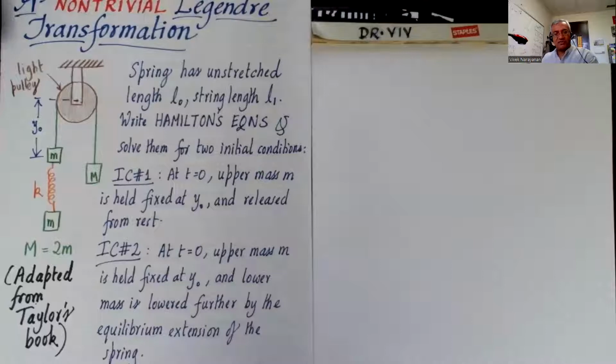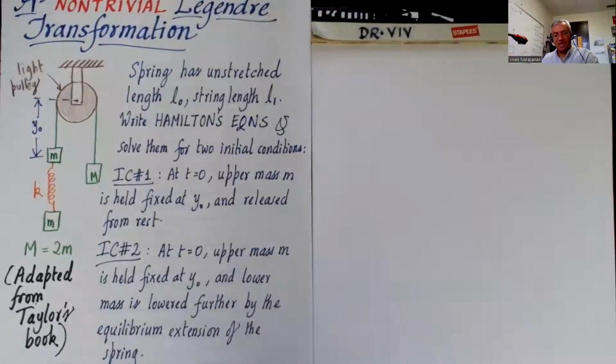You have two masses separated by a spring of spring constant K. It's ideal, namely it satisfies Hooke's law. On the other side is a mass capital M. Now to simplify the equations, you're asked to take capital M equals 2m. It's just something that the book says you do.